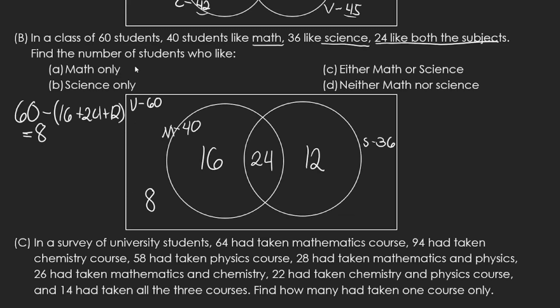I believe we've answered every single one here. Math only, there are 16 students. Science only, there are 12. Either math or science is not 24, but also adding those who like science or math. So 16, 24, and 12, which gives us 52. Neither math nor science is going to be 8.